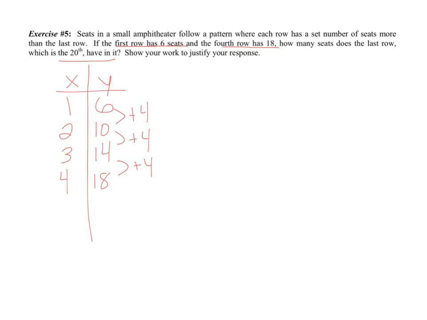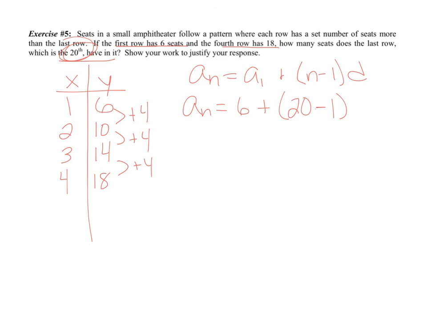Now I'm going to take the information that I have, and I'm going to plug it into that formula that I just taught you. A sub n equals a sub 1 plus n minus 1 times d. That is the arithmetic formula that is given to you. You do not have to memorize it. You do have to know how to use it. So a sub n equals a sub 1, which is 6, plus my n. In this case, what is my n? What am I looking for? My 20th term, so 20 minus 1 times d.